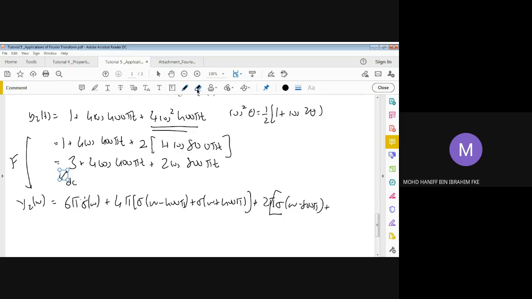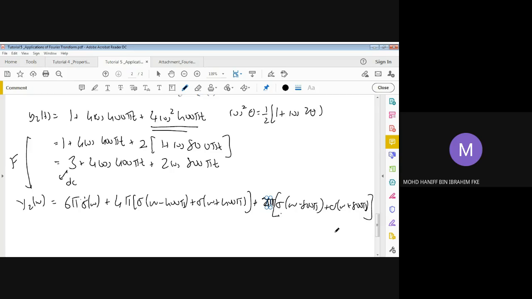My mistake, sorry for that. Okay, 2 pi. This is 2 pi, that should be in a bracket, and the delta function omega plus 800 pi. Sorry for my handwriting, very bad because I'm using the tab. It's not convenient for me to write using this tab, but hopefully you can understand the handwriting.